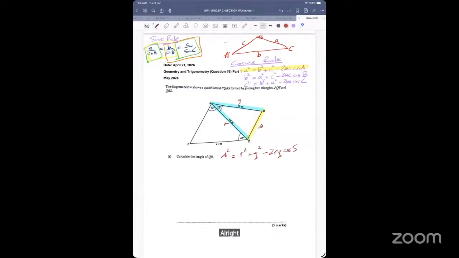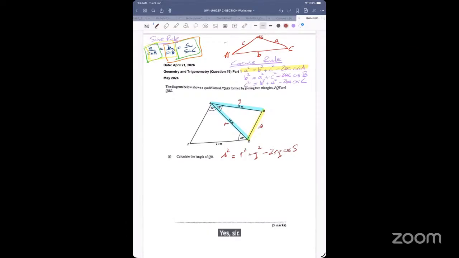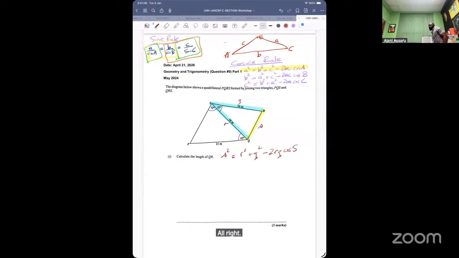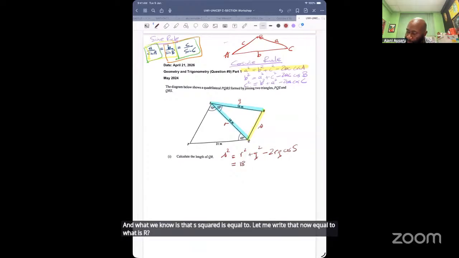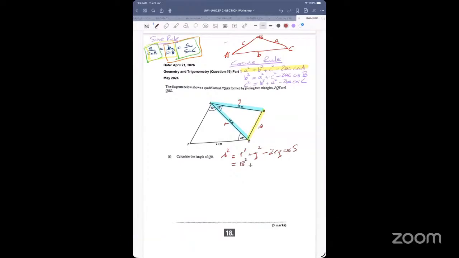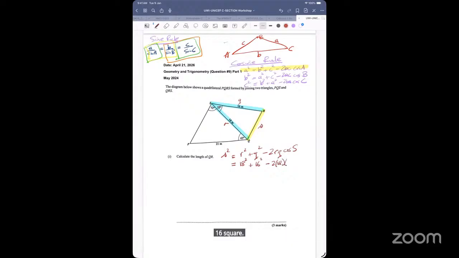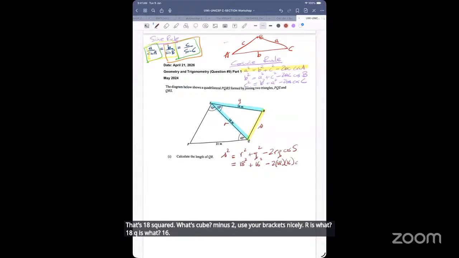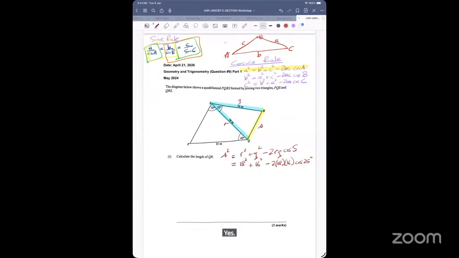All right. So let us solve this problem now. We're just going to drop in what we know. S squared is equal to, what is R? 18 squared. What's Q? 16 squared. Minus 2, use your brackets nicely, R is 18, Q is 16, times 16, cosine of what? 25 degrees, correct?